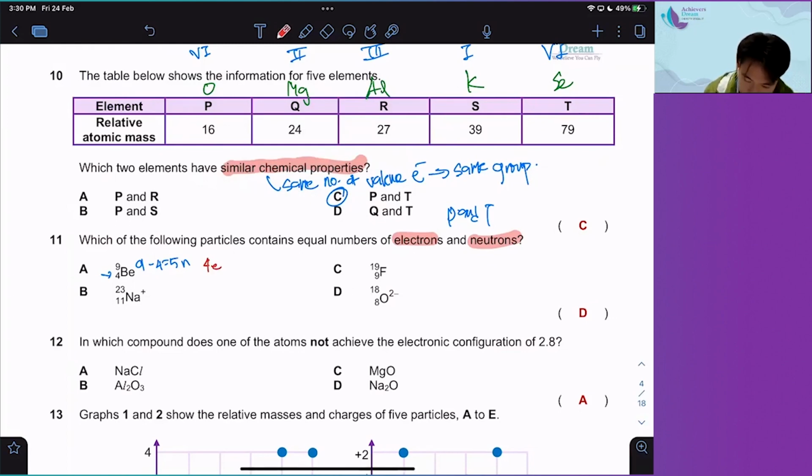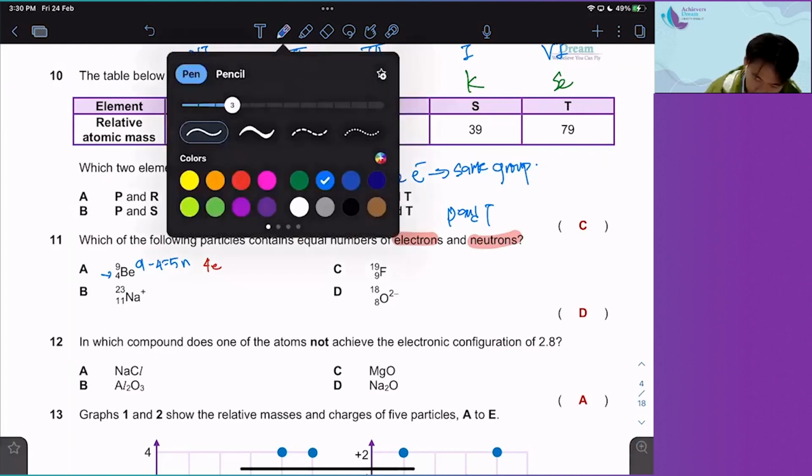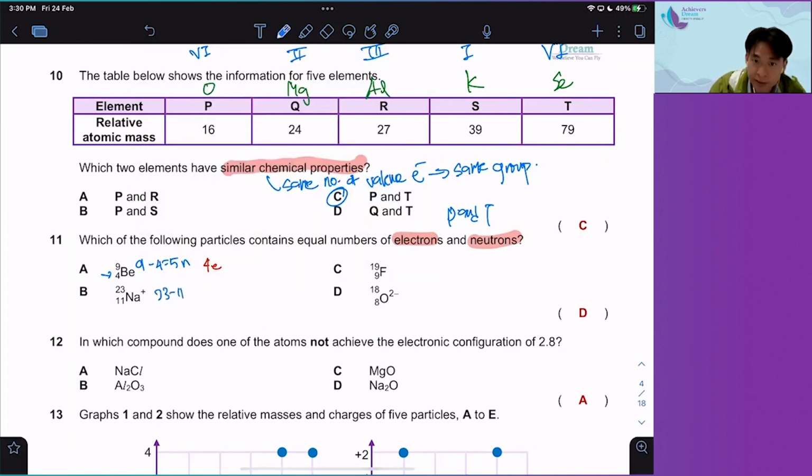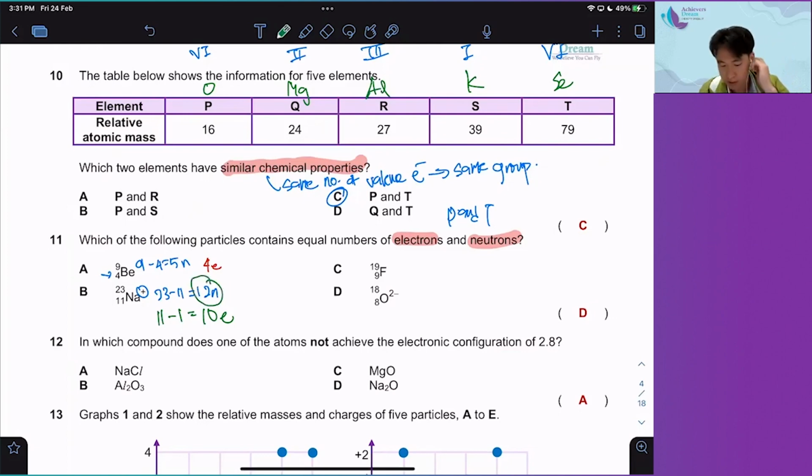Let's look at B. So B, it will be 23 minus 11. That will give us 12 neutrons. And because it's a positively charged ion, the charge here actually tells you it has 1 more proton than electron. Okay, so number of electrons is actually 11 minus 1, it gives us 10 electrons. So here, okay, 12 neutrons, 10 electrons.